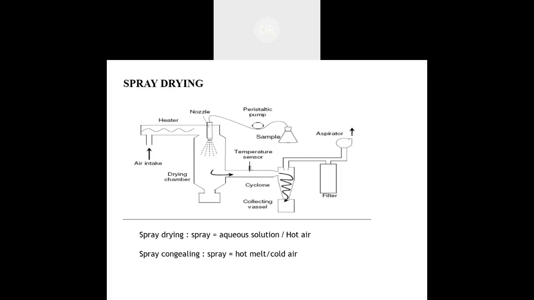Next slide, please. This is the ideal drawing for spray drying, where the emulsion of your bioactive components and wall material is pumped to the nozzle, and through the nozzle it is sprayed into the drying chamber, where heated air is passed. The micro droplets formed by the nozzle are dried and collected in the cyclone, to which an aspirator is attached for collection, so we get the dried microencapsulate.